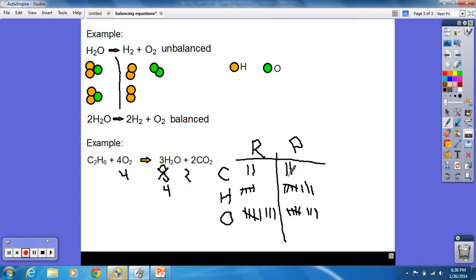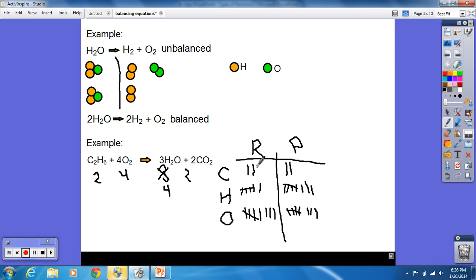I still have, let's see. So I've got 6 hydrogen here, that's right. And now I've got 8 hydrogen here, we're good. So now I need to add more hydrogen over here. But unfortunately, I can only add in multiples of 6. So I'm going to put a 2 in here.